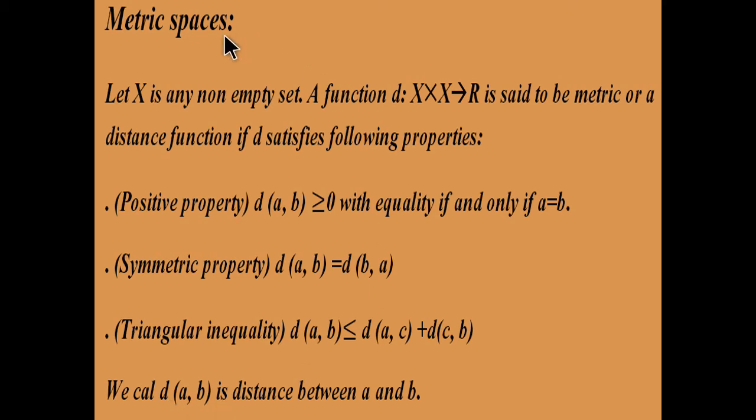So this is the definition of metric space. Now look at the real line. What is the distance between -1 and -2? We know that the length of this red segment is 1 unit. Therefore, the distance between -1 and -2 is 1.